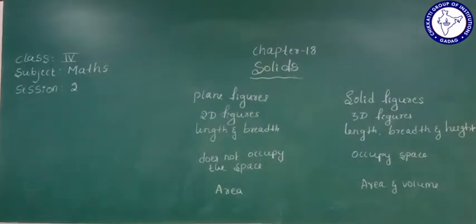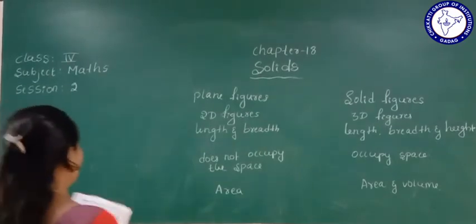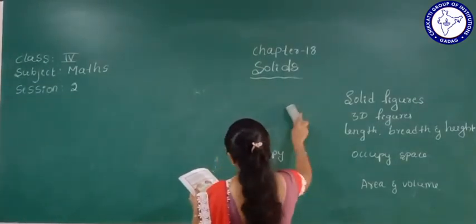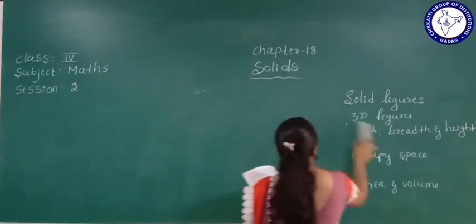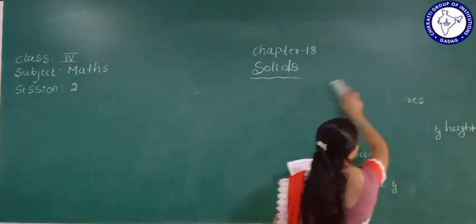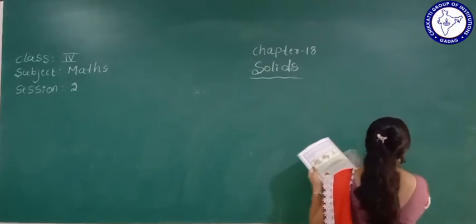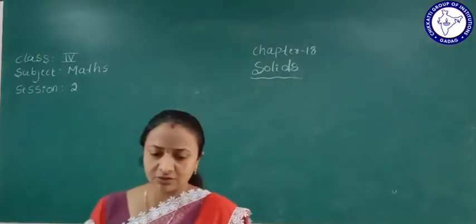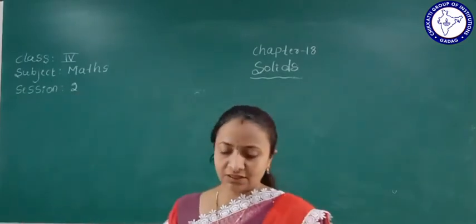See here, next they have given one activity. Plane figures have two-dimensional shapes, namely length and breadth, and solid figures have three-dimensional space, length, breadth and height.